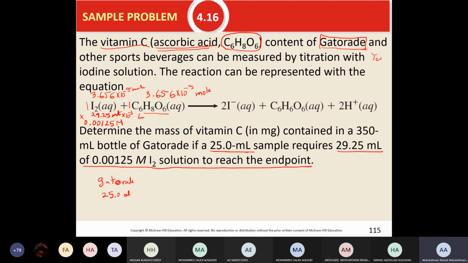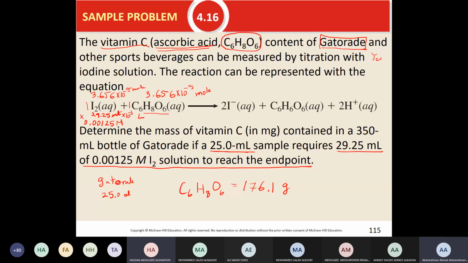Okay, can you change this to gram? Multiply by the molar mass. What's the molar mass of C6H8O6? The molar mass is 176.1. Yes. Who got the same answer? I get the same answer. From the periodic table, I hope so.